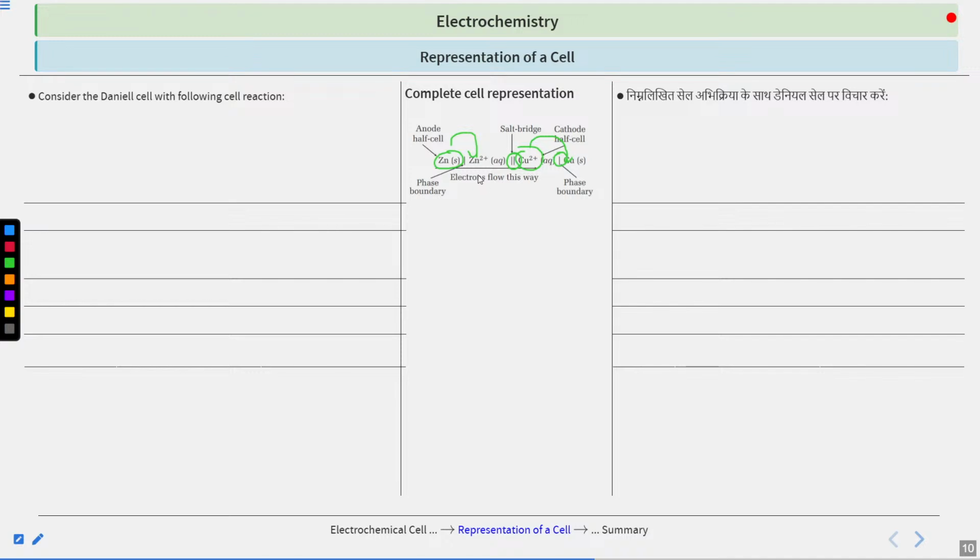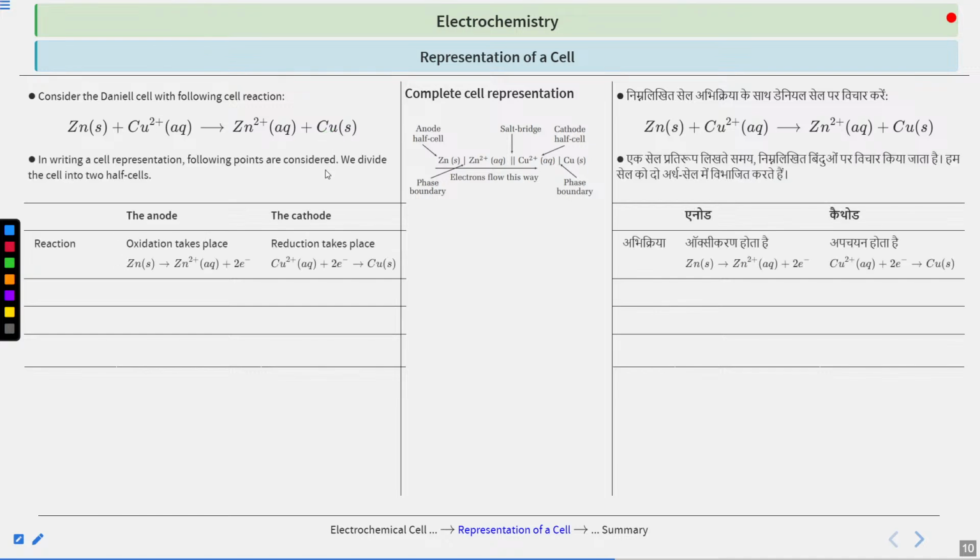If I talk about the electron flow, since electrons are released in this oxidation part and go and are consumed in the reduction part, electrons flow from left to right. So this is our cell reaction. Again, the same things are mentioned, you can just go through it. At the anode oxidation takes place, so Zn goes to Zn2+, whereas at the cathode reduction takes place, Cu2+ goes to Cu.